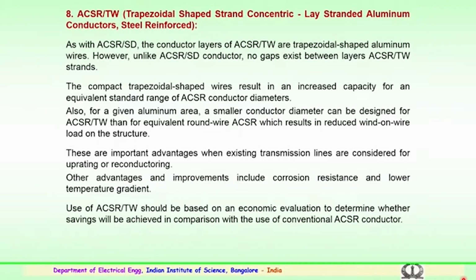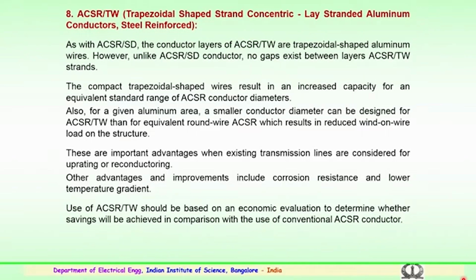The compact trapezoidal shaped wires result in an increased capacity for the equivalent standard range of ACSR conductor diameters. Also, for a given aluminum area, a smaller conductor diameter can be designed for ACSR TW than for equivalent round wire ACSR. This results in reduced wind on wire load on the structure.